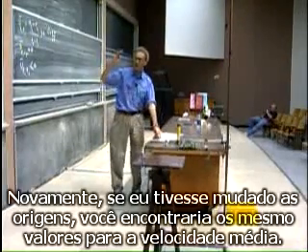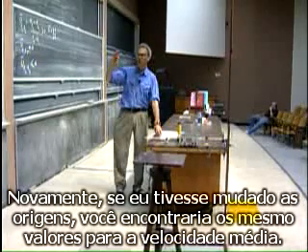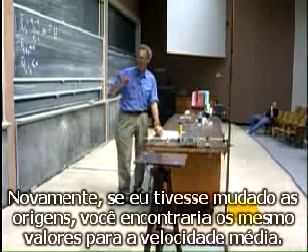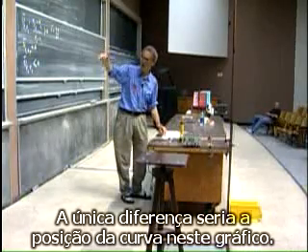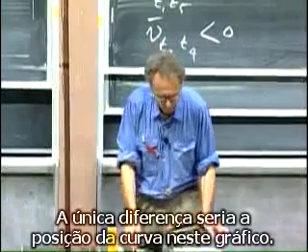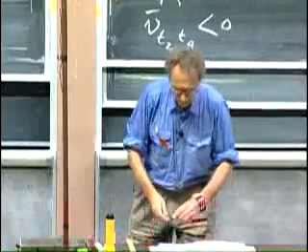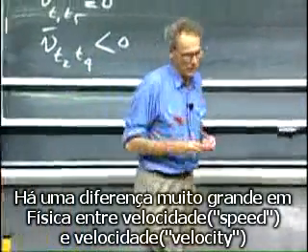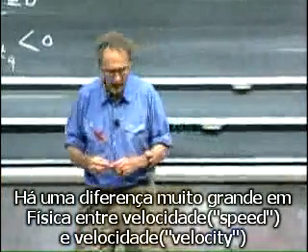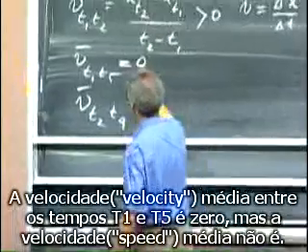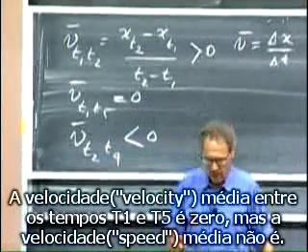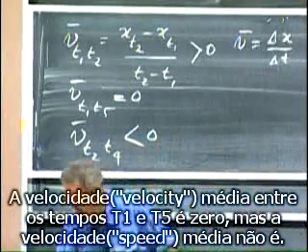Again, if I had changed the 0 point, you would have found the same values for the average velocity. The only difference would have been the position of the curve in that plot. There is a very big difference in physics between speed and velocity. The average velocity between time t1 and t5 is 0, but the average speed is not.